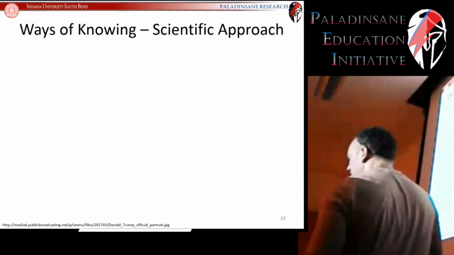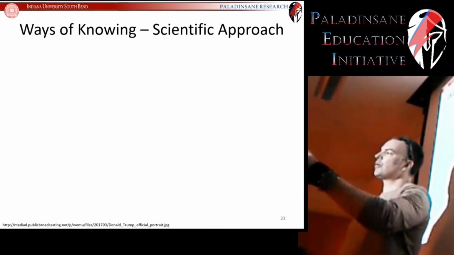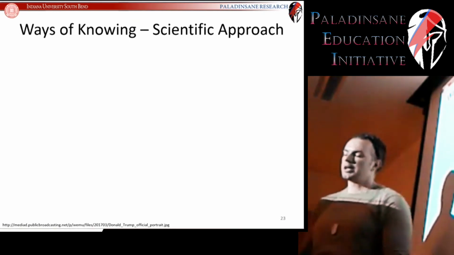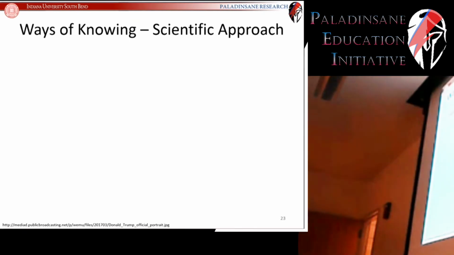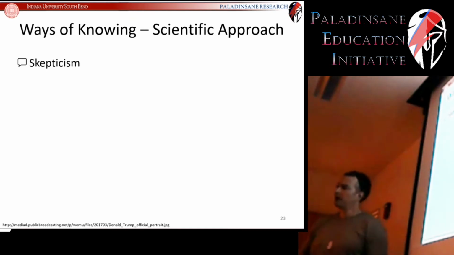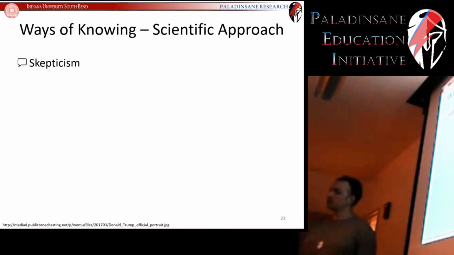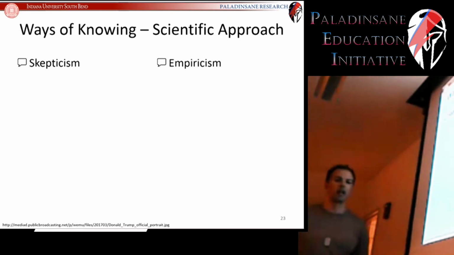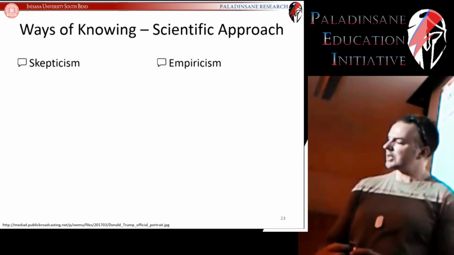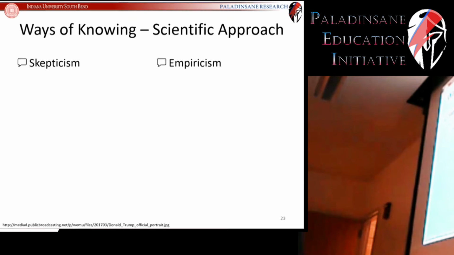So scientific approaches: if you recall, non-scientific intuition was unquestioningly accepting things. The scientific approach will start off with the opposite of that, which is skepticism, which is to question things, to figure out how does this work, what does this really mean, where did this information come from. And we also have empiricism, which is looking at the world to see what's really going on.